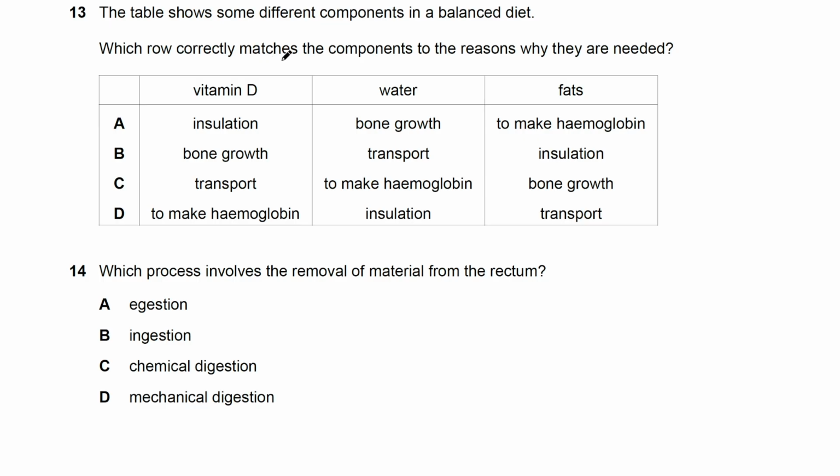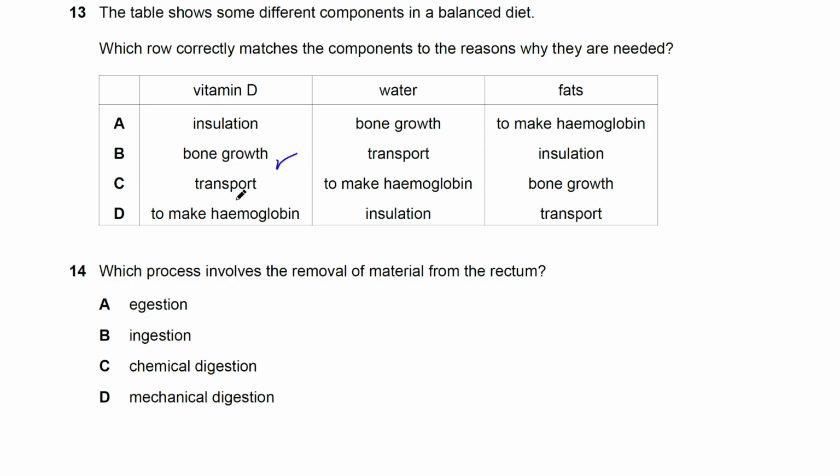Which row correctly matches the components to the reasons why they are needed? Okay, the function and the job for each one: vitamin D, water, and fats. Start with the first one. Vitamin D, it's for insulation? No, this is for the fat. Bone growth, yes, it's for bone growth.